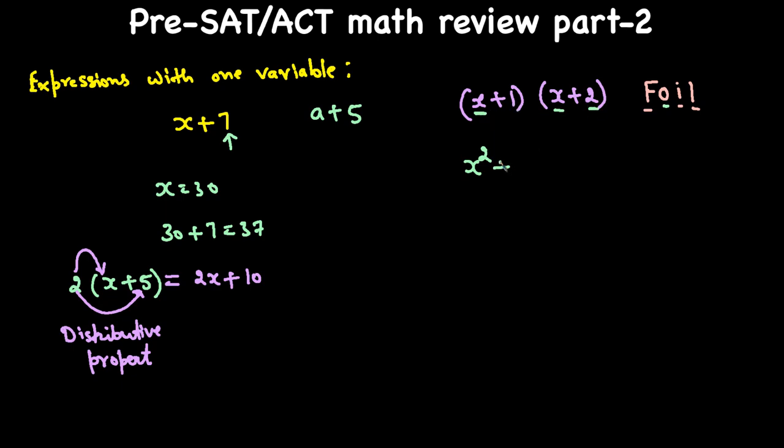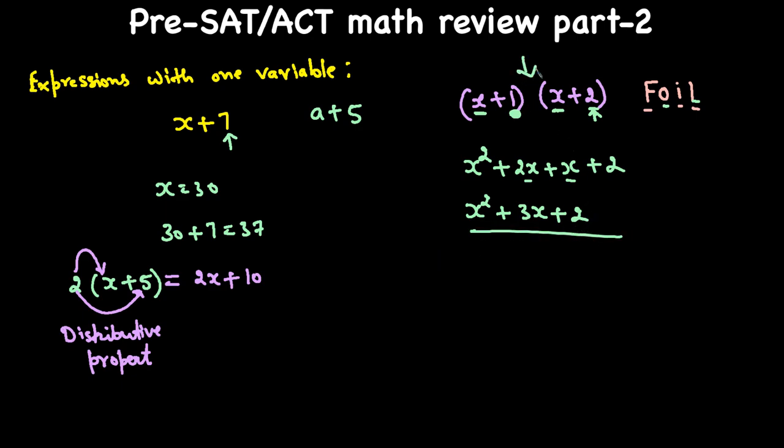x times 2 gives me 2x, and there is a positive sign, so we use a positive sign. Then comes inner. I stands for inner terms. So this 1 and this x are the inner terms. So 1 multiplied by x gives me 1x. Then comes L, which stands for last terms. What is the last term here? It's 1 and 2, so 1 multiplied by 2 gives me 2. Now what we're gonna do is add the like terms. So x squared stays, and 2x and 1x are like terms, both have x in them. So 2x plus 1x is equal to 3x, and the 2 is a constant, so it will stay like it is. So x squared plus 3x plus 2 is the answer for this expression.